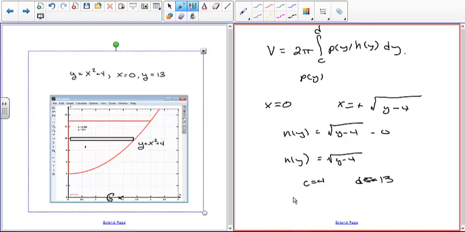I don't know why I had two extras. So the equation is the integral of 2 pi times the integral from 4 to 13 of p of y, which is y, times h of y, which is the square root of y minus 4 times dy.